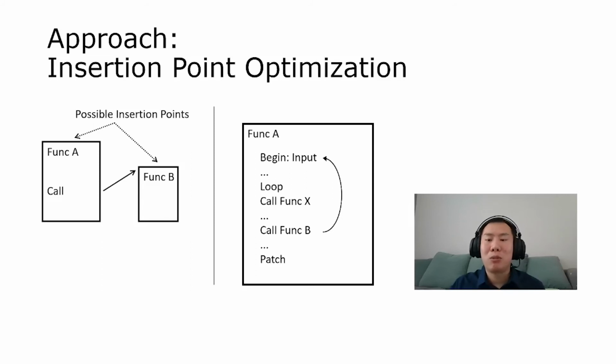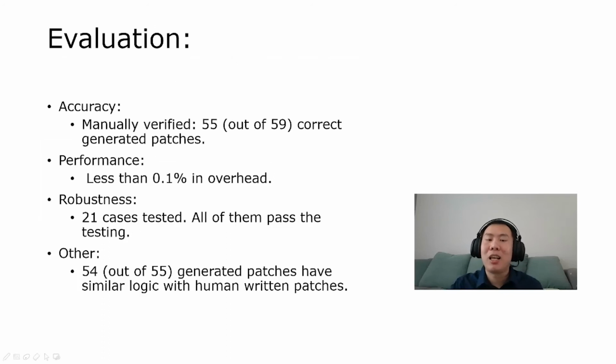So let's move on to the experiment. We have evaluated the patch generation in 4 aspects. First, we have selected 59 official patches and let the tool generate the filter, and we have manually verified that 55 filters are correctly generated. The remaining 4 cases are wrong because we have extracted the wrong semantics from the official patches.